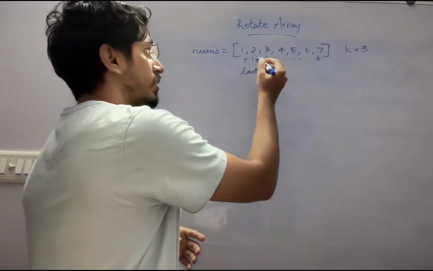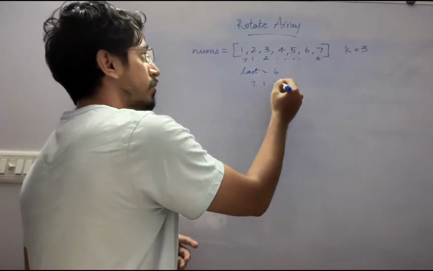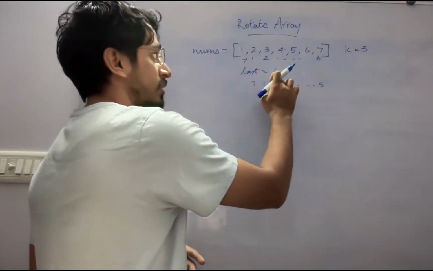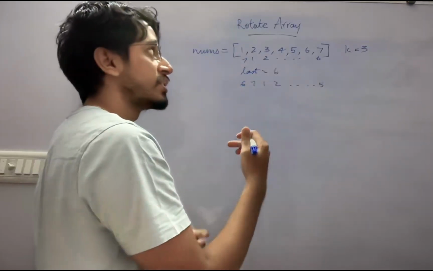So 7, which was in the 0th index, goes to the first index. So 7, 1, 2 goes all the way up to 5. And then the 6 that we had saved last goes to the first position within the array. So this is the second iteration.